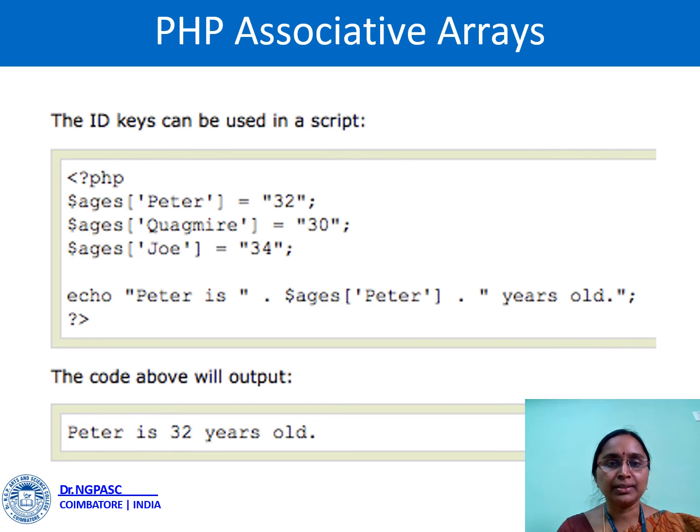Next, we consider one more example, the same example along with the printing statement. Using the echo statement: echo "Peter is " . $ages['Peter'] . " years old." Peter has the value 32, so that will be printed here, followed by the text years old. So the output is: Peter is 32 years old.